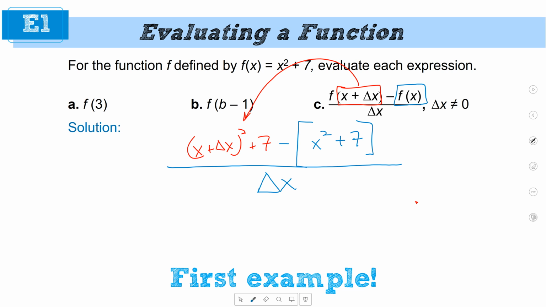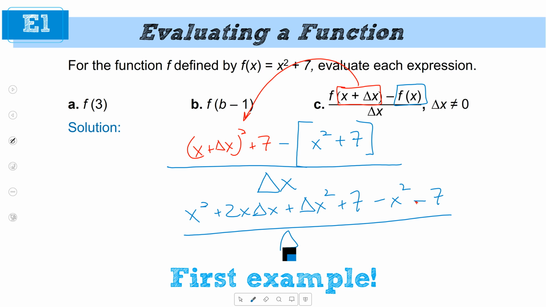However, if you're an overachiever, you could take it a little bit further and simplify it. And at some point, you're going to have to simplify. Whoops. x squared plus 2x delta x plus delta x squared plus 7. Sidebar. Multiplying out binomials, squaring binomials, this business. We do it a lot. Whatever you need to do to multiply out that binomial, go ahead.